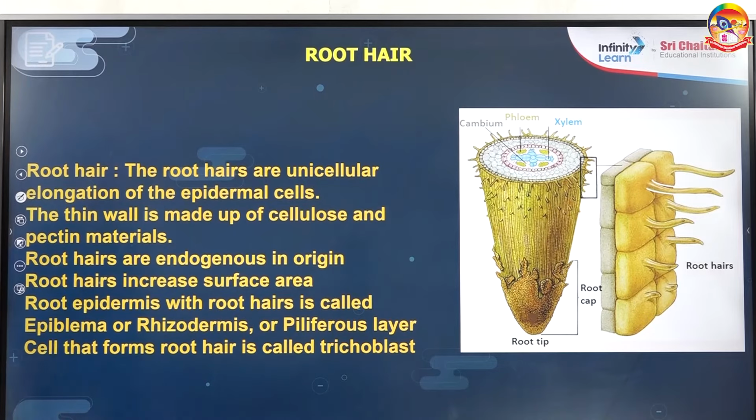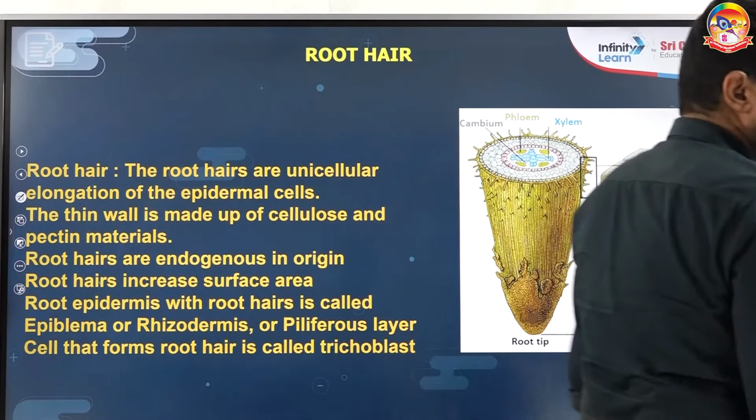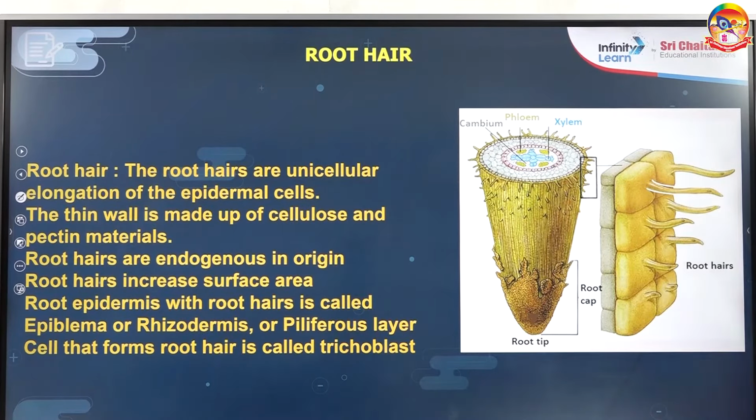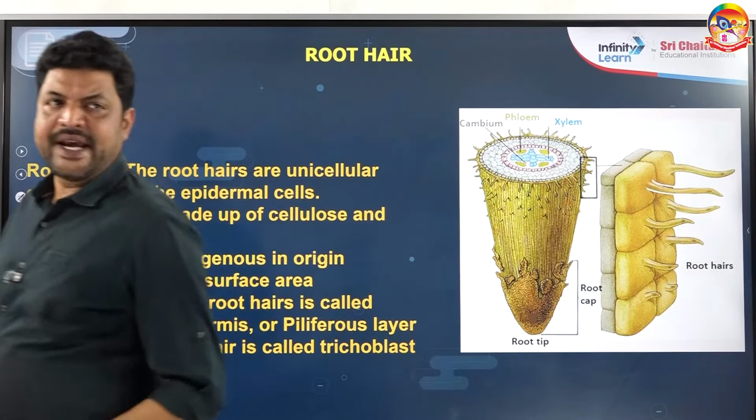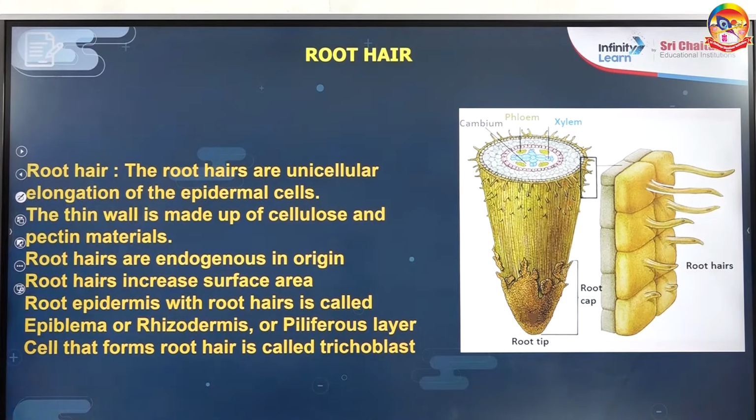Root epidermis with root hairs, very important, students. It's a very important question. Root epidermis with root hairs is called epiblema or rhizodermis or piliferous layer. So I repeat this question: the root epidermis with root hairs is called epiblema, one answer, rhizodermis, one answer, piliferous layer, another answer. All three answers are correct.